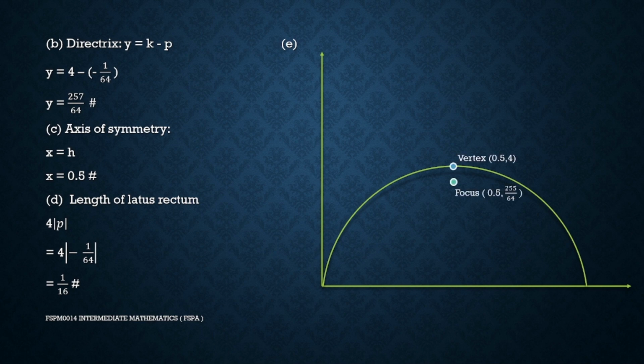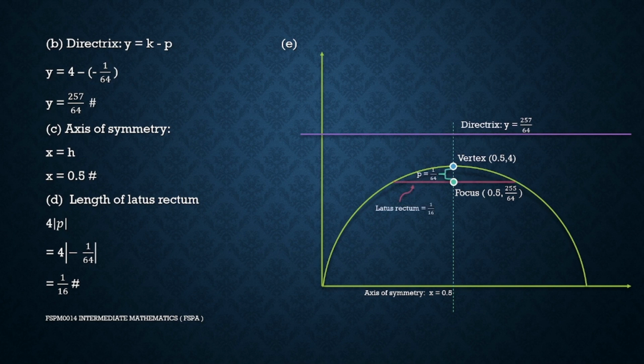For the focus, we know that it's inside the curve, and we already know the coordinate is (0.5, 255 over 64). Third, we draw the line of the directrix, which is parallel to the x-axis and located outside the curve, at the line y equals 257 over 64. The axis of symmetry is very simple. It's just a line that passes through the directrix, vertex, and focus at x equals 0.5.